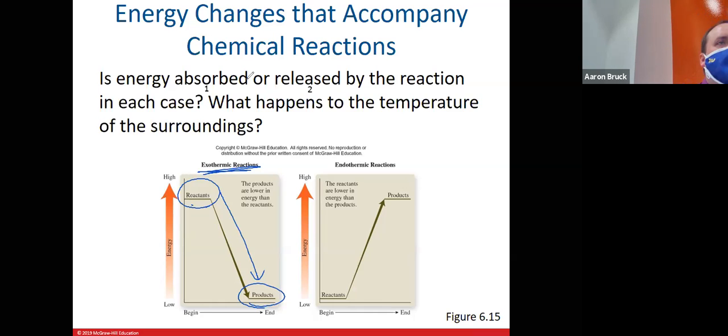Now, when this kind of thing happens, let's answer the second question. What happens to the temperature of the surroundings? So, again, put it in the chat, up or down. As this energy is released, what happens to the temperature? Does it go up or does it go down?